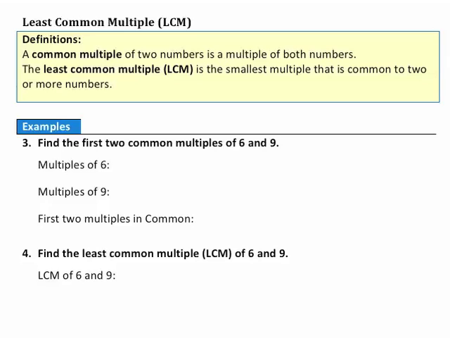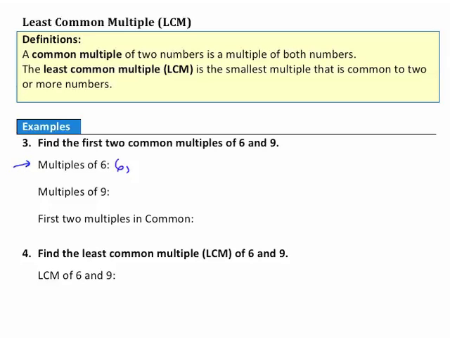Example 3. Find the first two common multiples of 6 and 9. Well, we're going to start by listing multiples of 6. And remember, to find multiples of 6, we're going to take 6 and multiply it by the numbers 1, 2, 3, 4, 5, etc. So let's start. The first multiple of 6 is going to be 6 times 1, which is just 6.